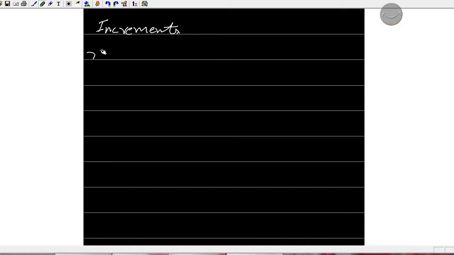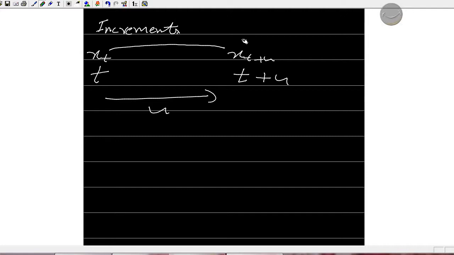So let's take two observations. One at time t, another one at time t plus u, and the difference between them is u, the time difference. Let's say the increment between them is, let's say this is 4, this is 2, increment is 2, right? So this is the situation. Now the increment would be x(t+u) minus x(t), right? This will be the increment, right?